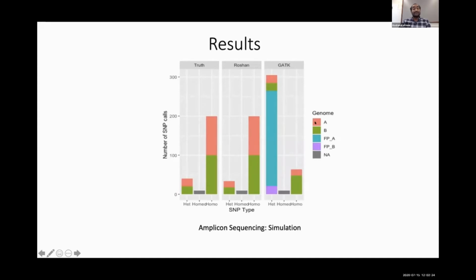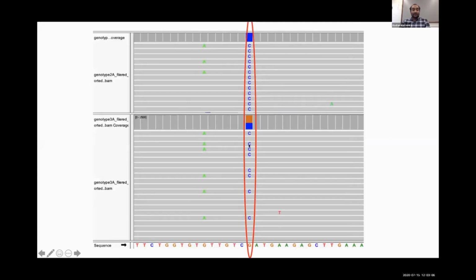Red is the SNPs identified in the A genome. Blue is the SNPs identified in the B genome. And these two colors are the false positives identified in the respective subgenomes. And I have three different categories of SNPs: homozygous or true SNPs, homoeologous, that is the SNPs between A and B genome, and then you have heterozygous SNPs. As you can see in the GATK tool, there are a lot of false positives and a high number of heterozygous SNPs compared to our approach. And this is an example of the SNP identifier.